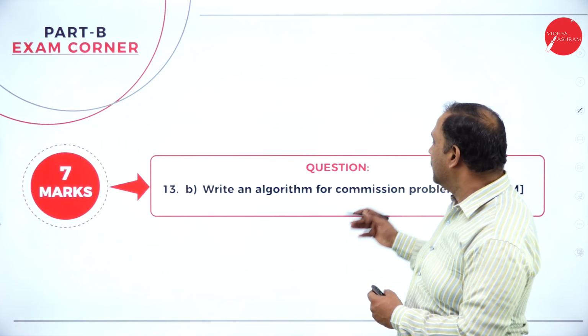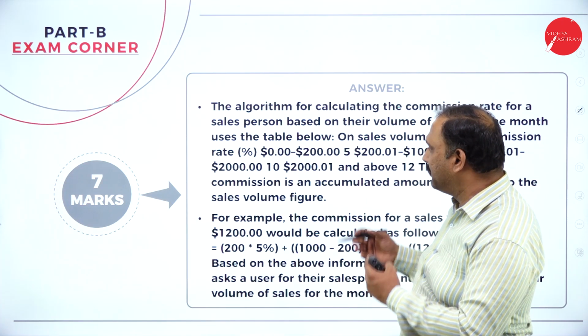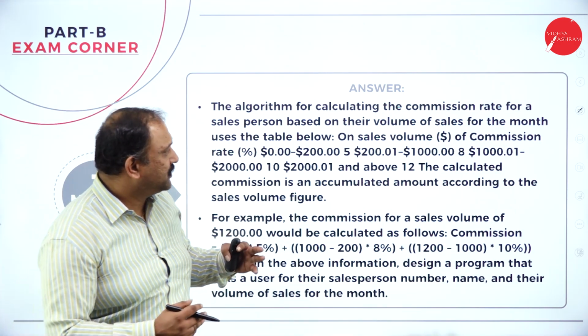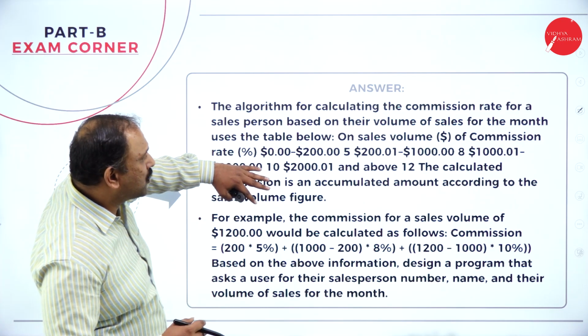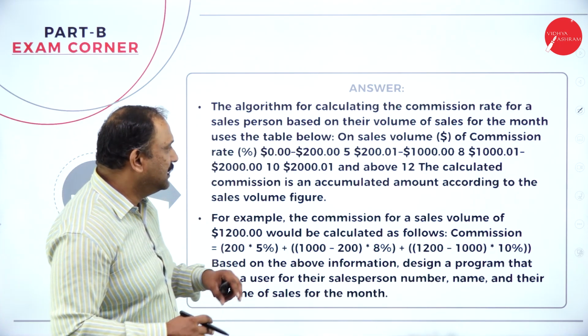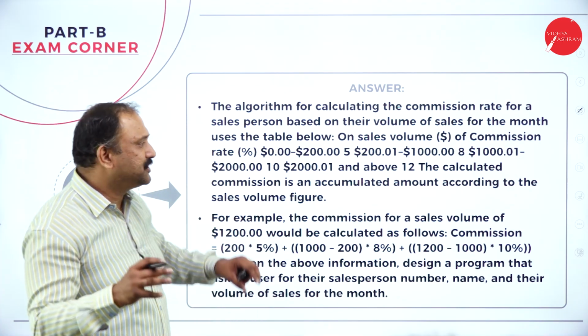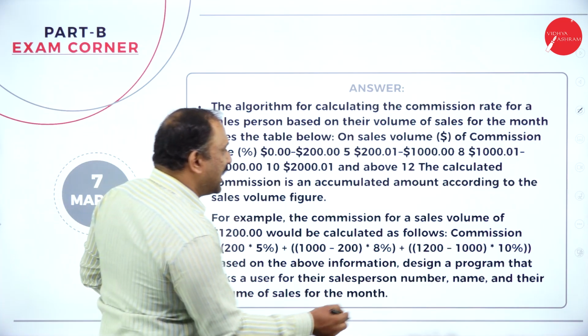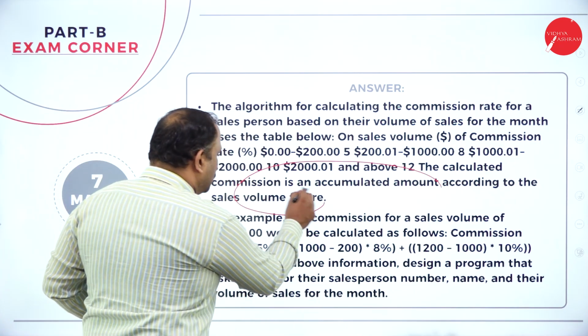Now, moving further: write an algorithm for a commission problem. Now, the commission problem is very, very simple. What we are trying to do here is talk about the sales volume of the commissioning. For example, if he is going to get a commission of X percentage, it is the amount that is accumulated according to the volume of the figure.